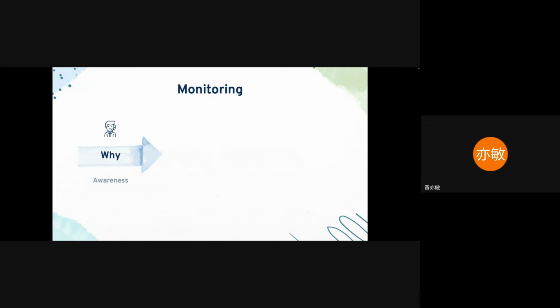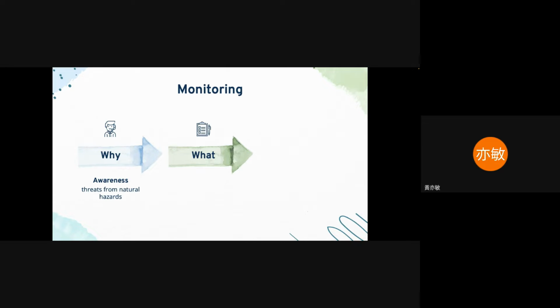Why do we need to monitor? Because we want people to be aware of the threats from natural hazards. Remember, when we talk about disaster, we focus on disasters related to human casualties or even property damage.